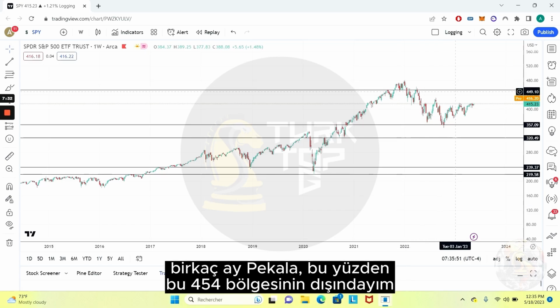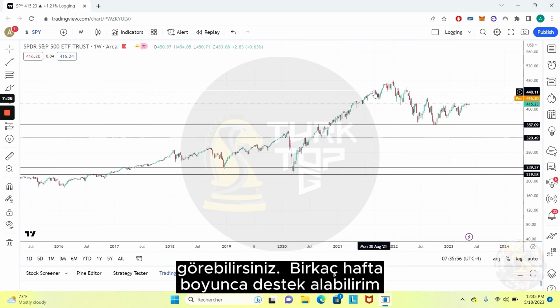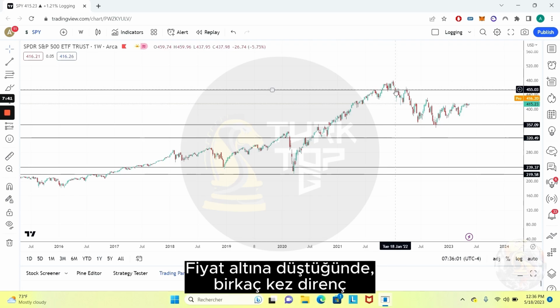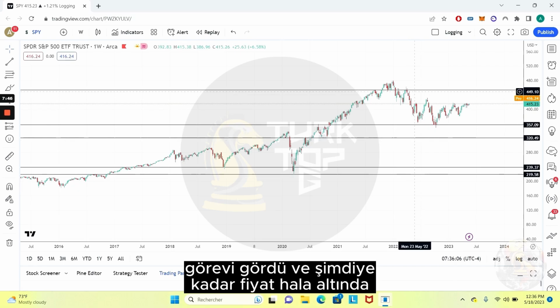All right, so I marked this 454 area. You can see it acted as resistance in August 2021. Once price broke above it, it acted as support for multiple weeks. Once price broke below it, it acted as resistance a bunch of times. And that's it. So far, price is still below it.